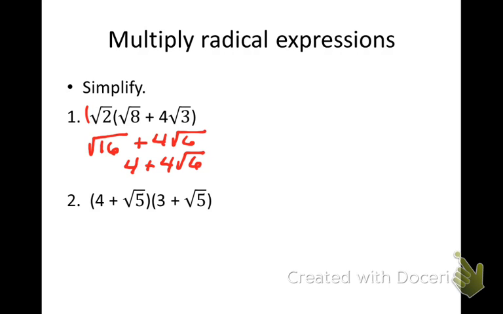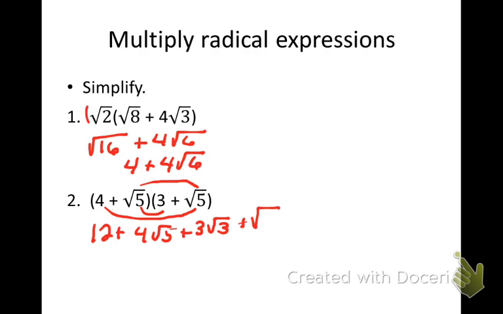So in this one we're going to have to use our FOIL method. The first terms, 4 times 3, would be 12. The outside would be 4 times the square root of 5. The inside would be plus 3 times the square root of 5. And the last would be plus the square root of 25. So going through and simplifying, we can't add these two together because they are different square roots underneath the radical.